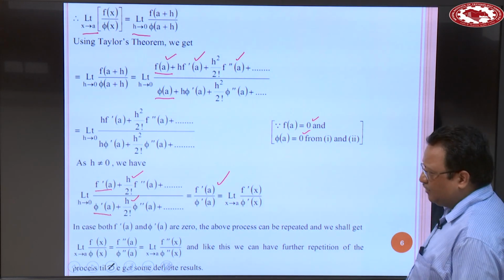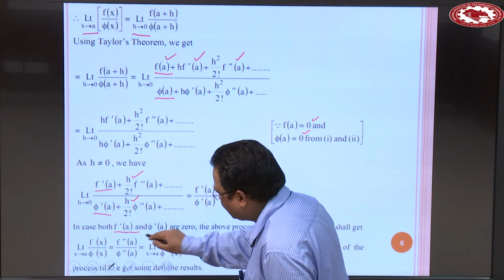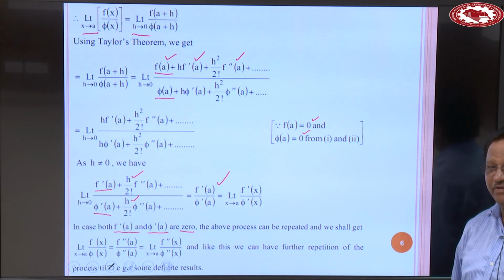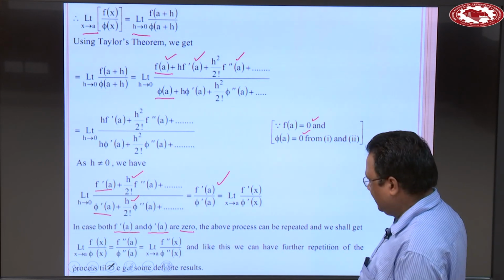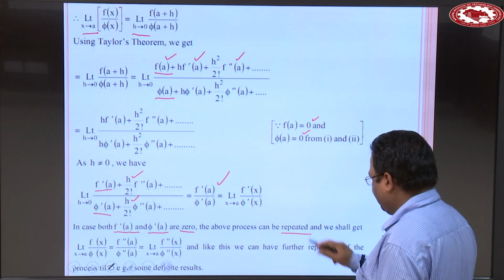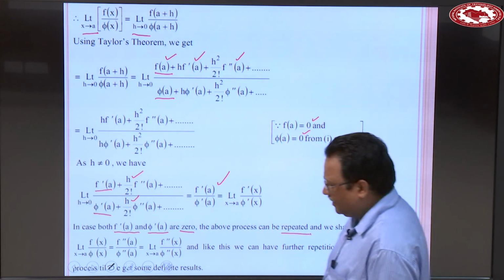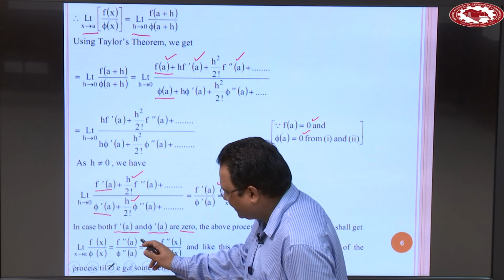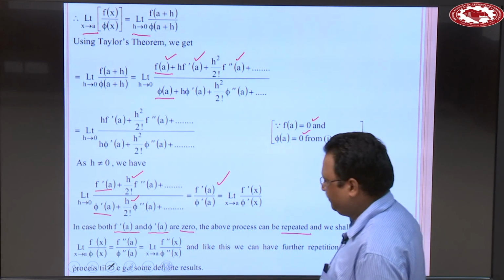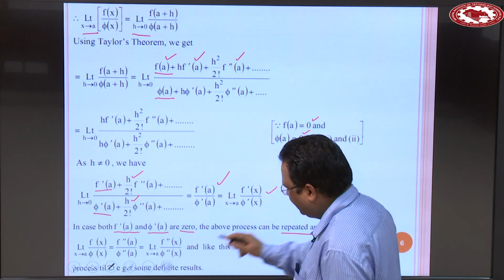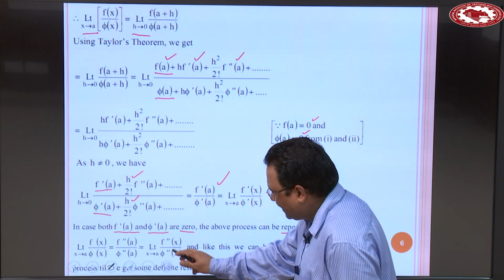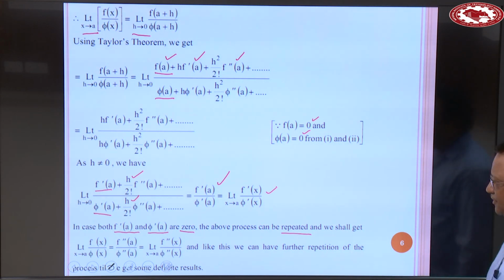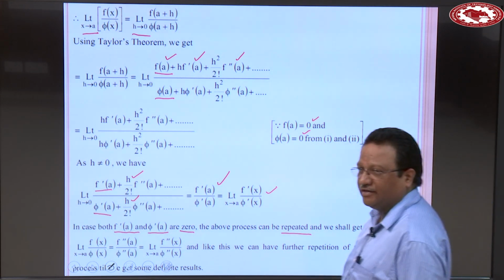In case both f dash a and phi dash a are 0, then what happens? Again we obtain 0 over 0 form. The above process can be repeated and we shall get limit x tends to a of f x over phi x is equal to f double dash a divided by phi double dash a, which can be written as limit x tends to a of f double dash x over phi double dash x, and like this we can have further repetition of the process till we get some definite result.